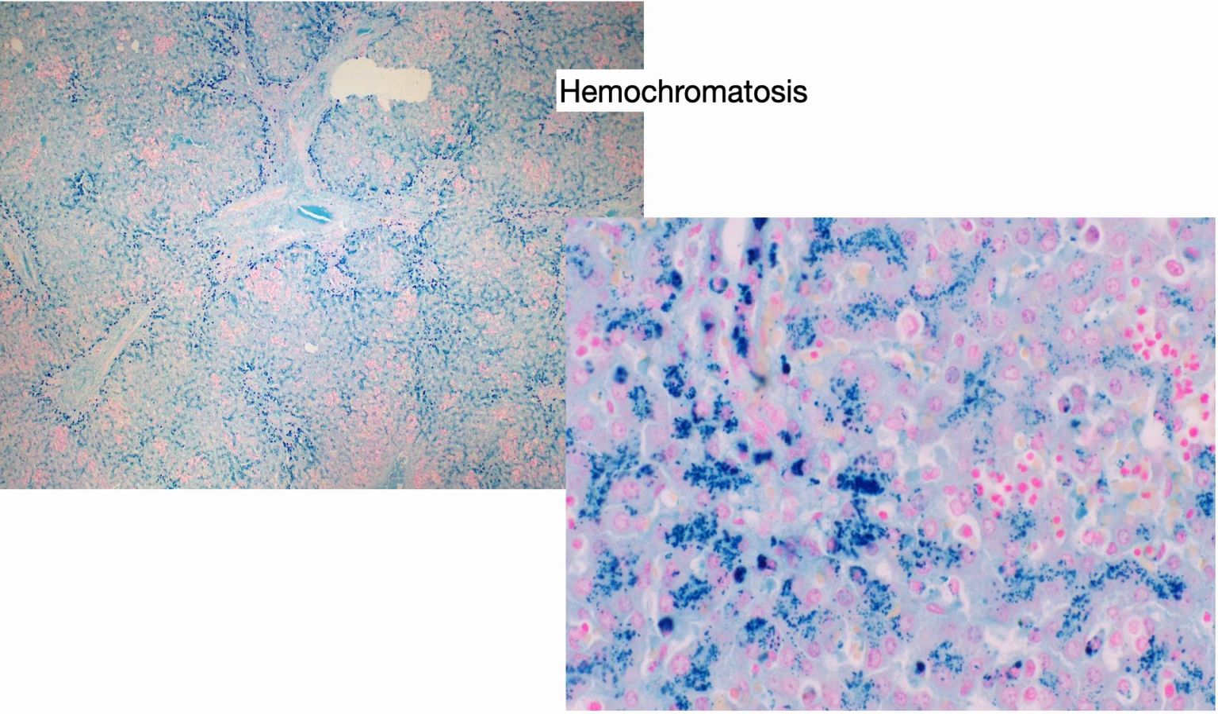So this is hemochromatosis. This is an iron stain. So you can see some blue, but not this much. And so this is all blue throughout. This is why the person's going to develop cirrhosis.